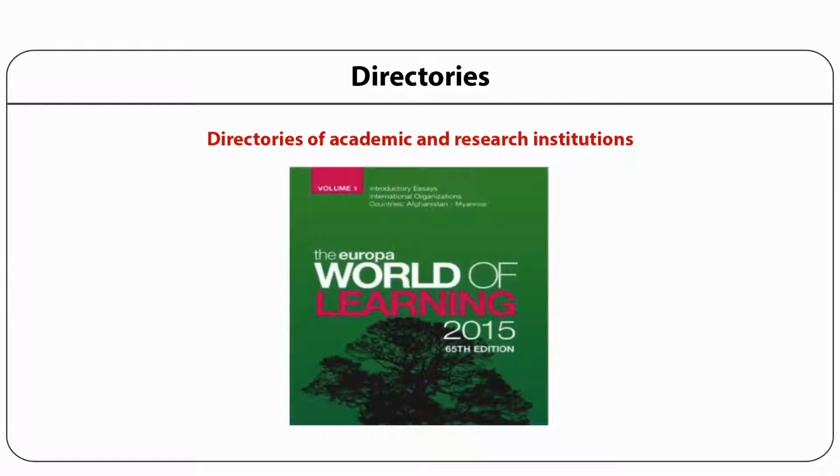Directories of academic and research institutions help in locating experts in the fields, types of courses offered, admission procedures, etc., of the academic institutions. For example, the Europa World of Learning is an international directory. It is a comprehensive guide to 33,000 academic institutions of higher education and research in the world.